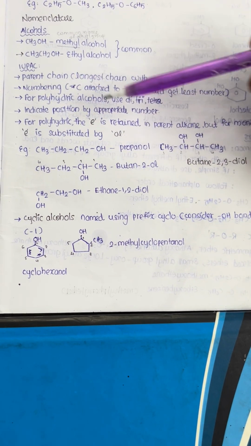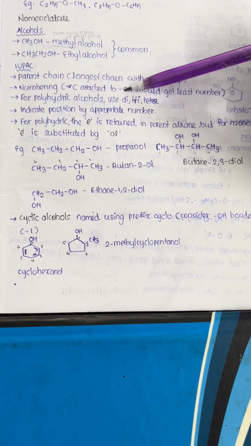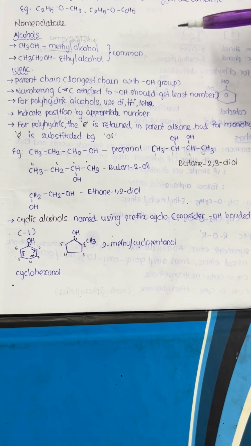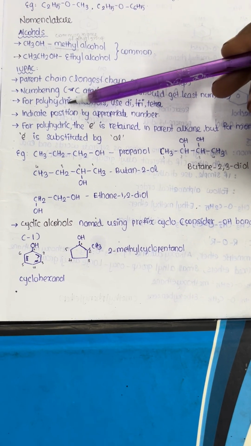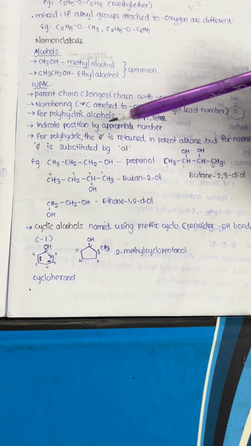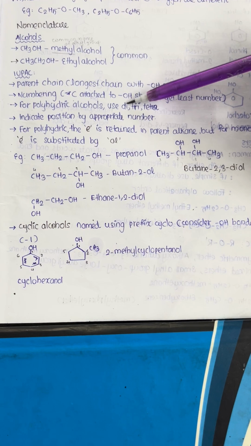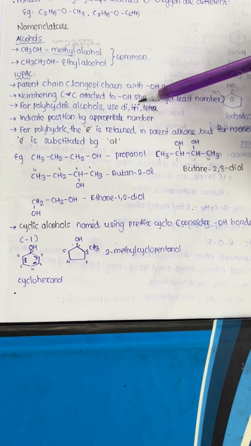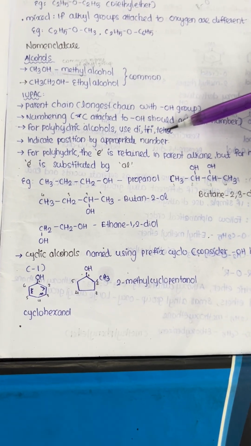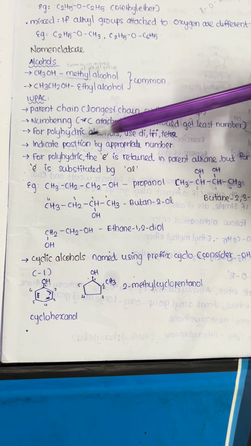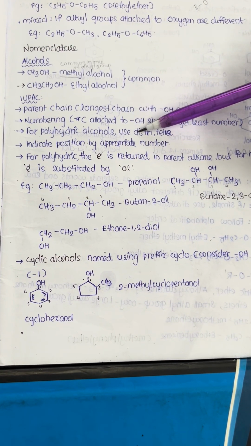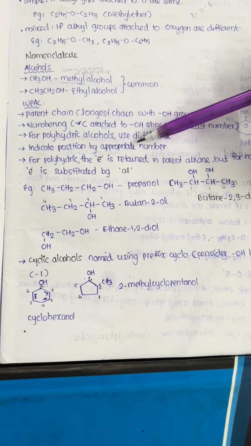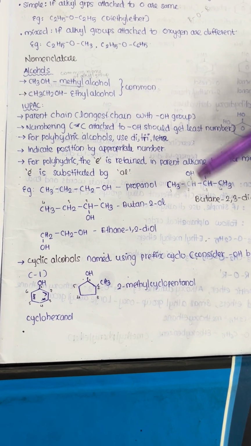Now the second step is to number the parent chain. While numbering, the carbon attached to the OH group should get the smallest number, as we discussed in haloalkanes. Now if there are polyhydric alcohols, meaning more than one OH group present, we should use the prefixes di, tri, tetra. If there are two OH groups, we use di. If there are three, tri. If there are four, tetra. Indicate the position by the appropriate number. The position of the OH group should be indicated by an appropriate number.